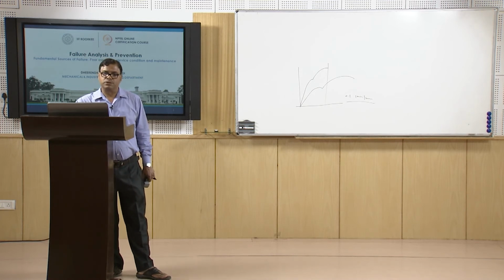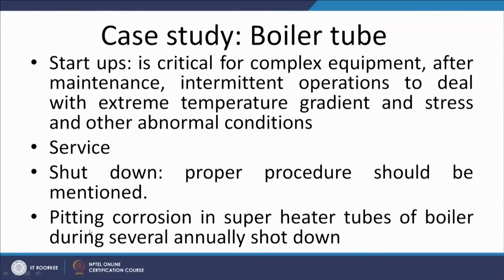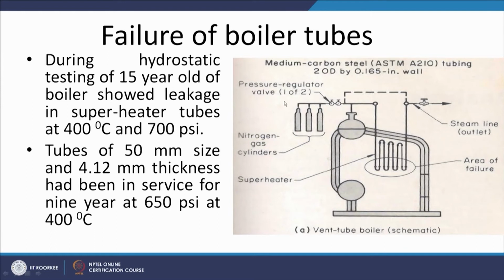The case study is related to pitting corrosion in the superheater tubes of the boiler during the several annual shutdowns. For the details of the boiler tube failure, these are the superheater tubes, and they started leaking during the trial run, which was conducted after the maintenance, during hydrostatic testing.